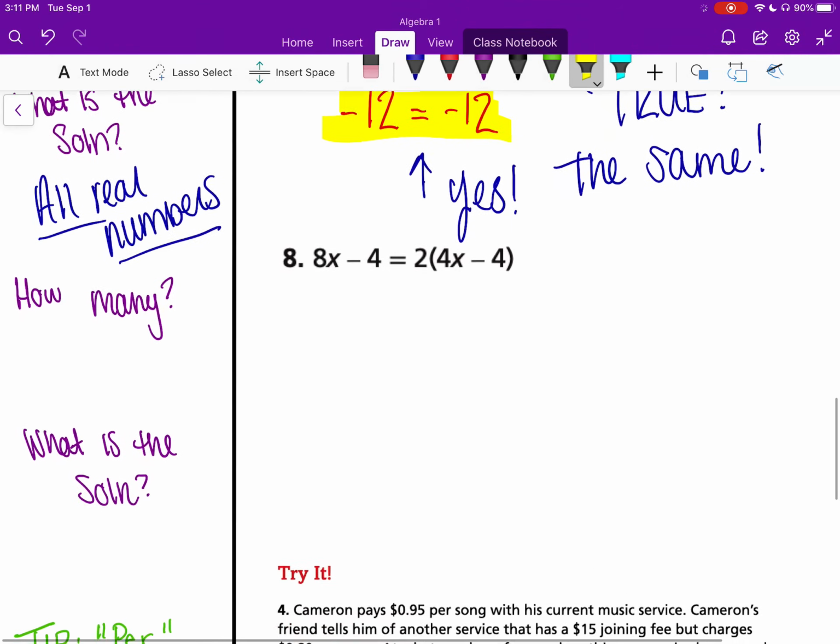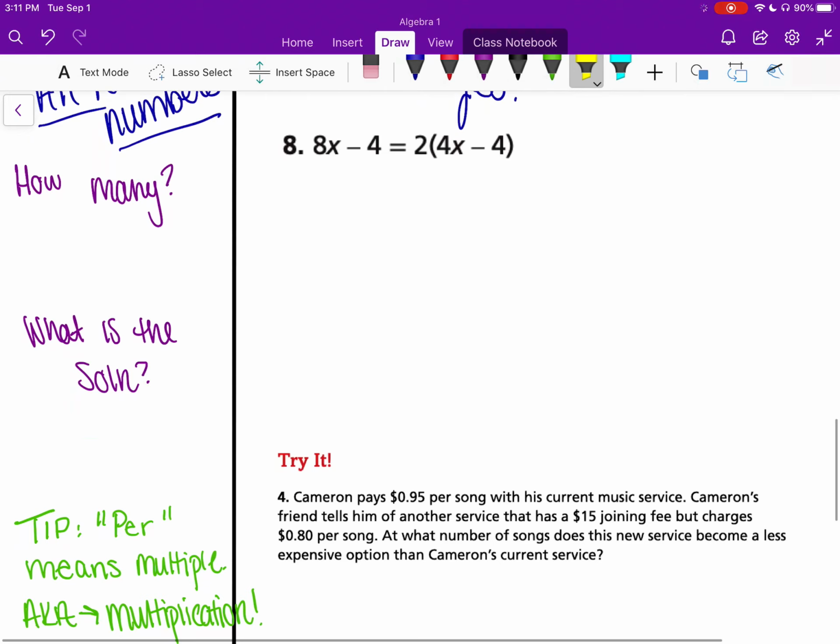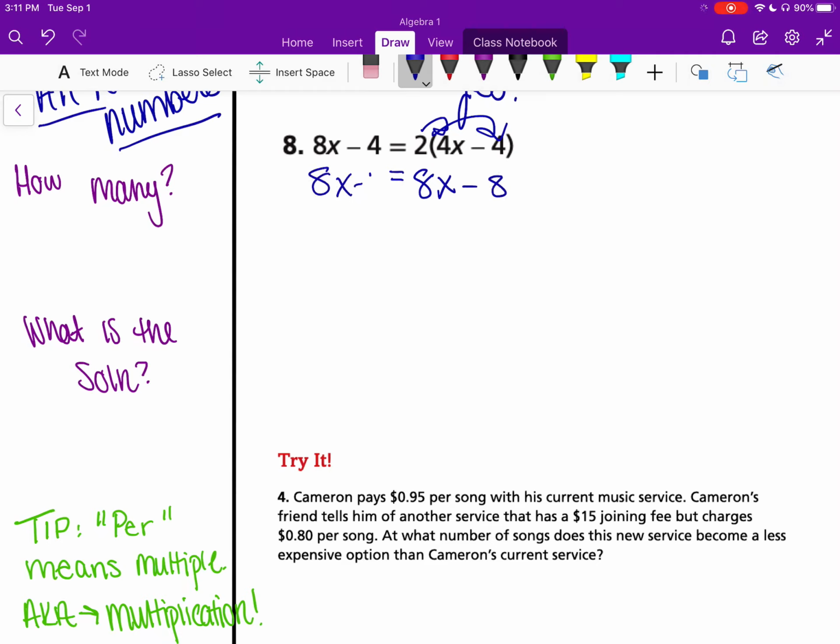We have another special case, and let's see it. Let's distribute this. 2 times 4 is 8x. 2 times negative 4 is minus 8. Let's bring down our 8x minus 4. I can see that there's no simplifying that needs to be done, so I'm ready to do my opposite operations.